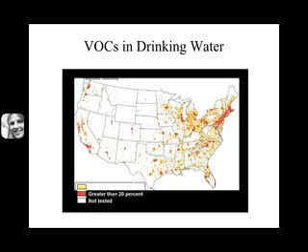And I actually bring this up because in Wisconsin, you can see this map, we have some areas that have some fairly high levels of volatile organic compounds in our drinking water.